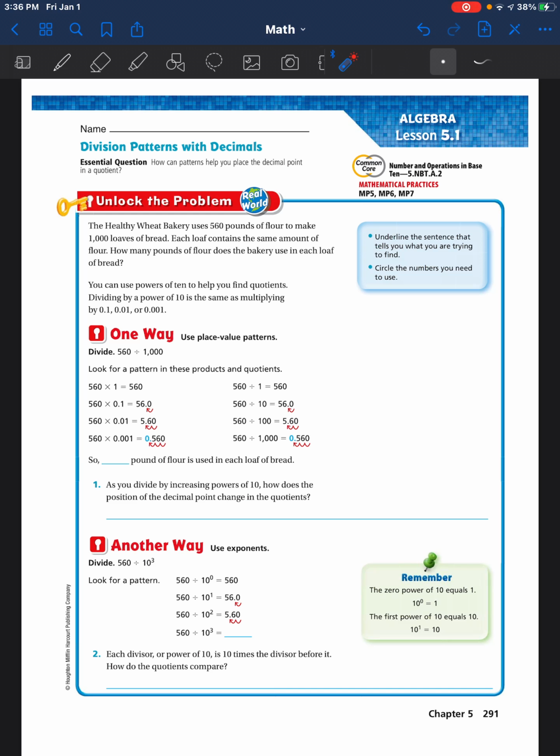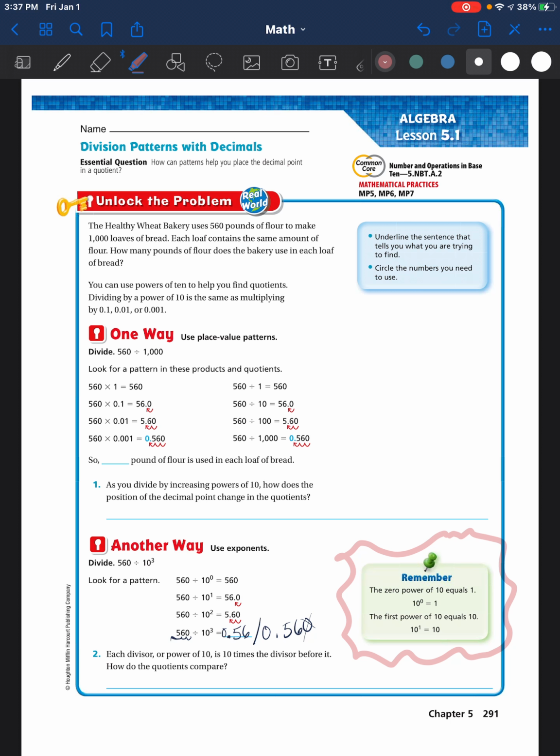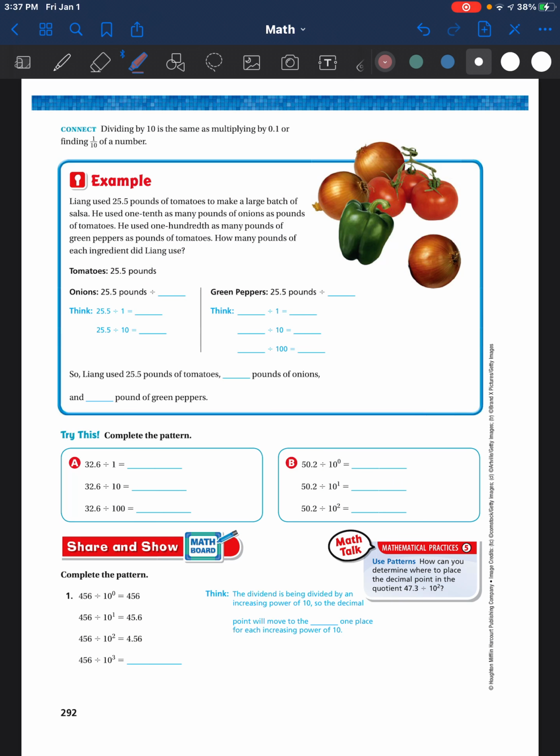Our answer is 56. Next, we have 560 divided by 10 to the second power. That means we have to move it 2 places, 1, 2, and we get an answer of 5.6 or 5.60. And then the third one says divided by 10 to the third power. That means we move it 3 places, 1, 2, 3. So that would give us the answer of 0.56, or of course it could be 0.560. But that 0 at the end is truly unnecessary. So just a little reminder is that 10 to the 0 power is always 1, and 10 to the first power is always equal to 10. Go ahead and turn the page to page 292, and we're going to do an example here.